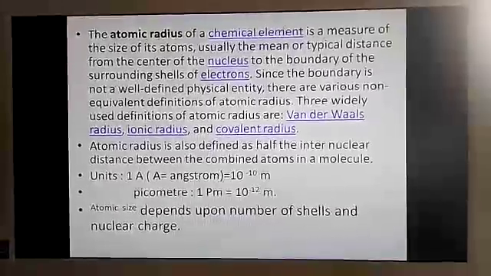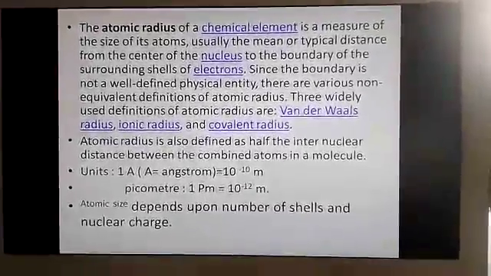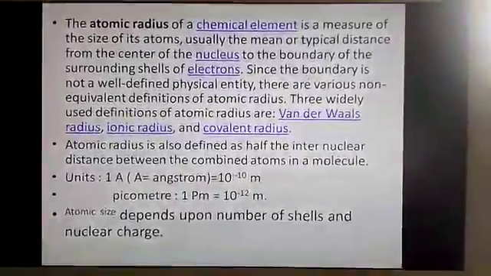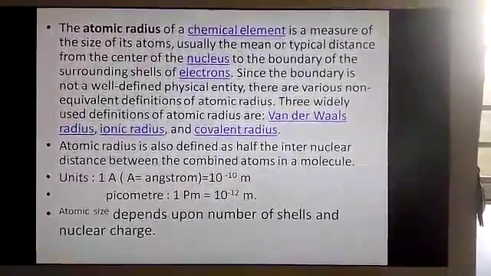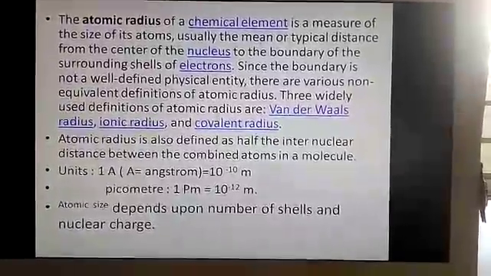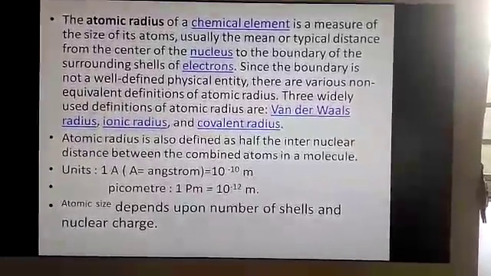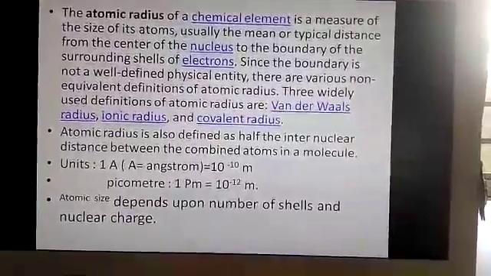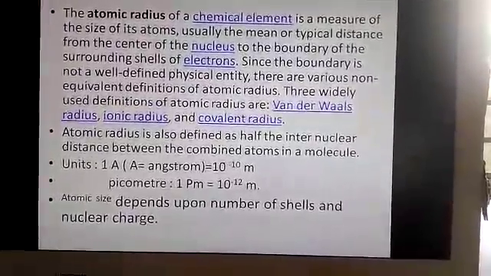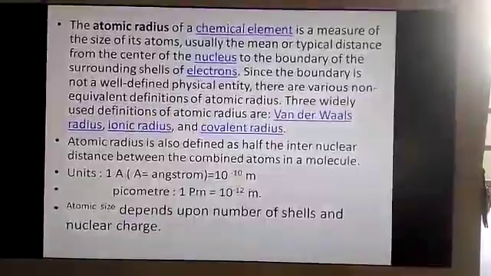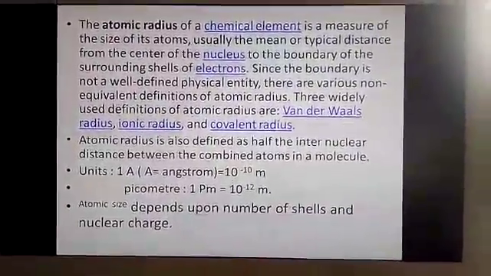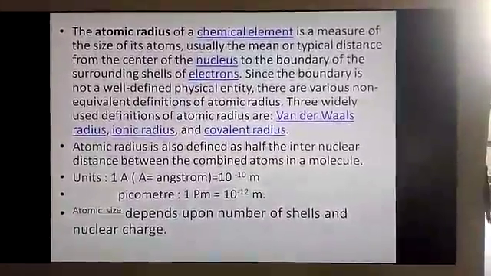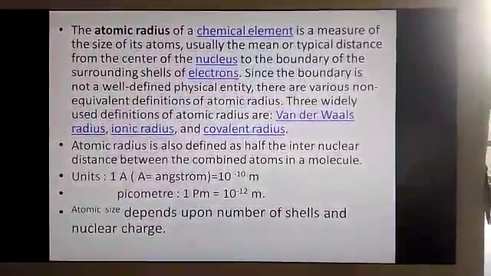So let's see atomic radius. The atomic radius of a chemical element is a measure of the size of its atom, usually the mean or typical distance from the center of the nucleus to the boundary of the surrounding shells of electrons. Electrons are negatively charged. The nucleus is present in the center of an atom.